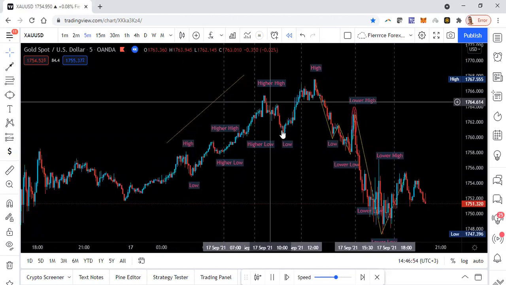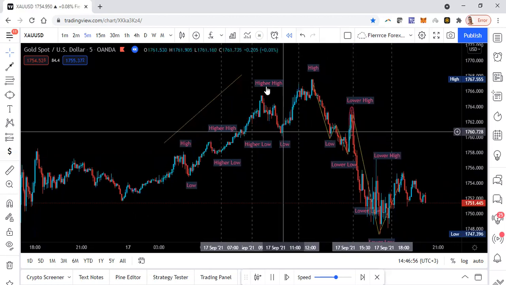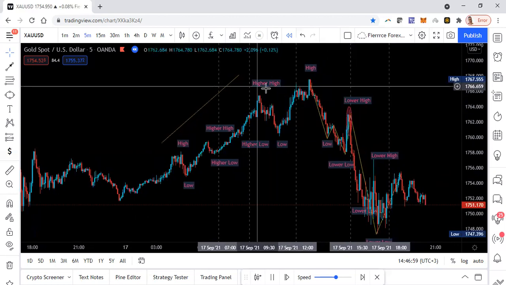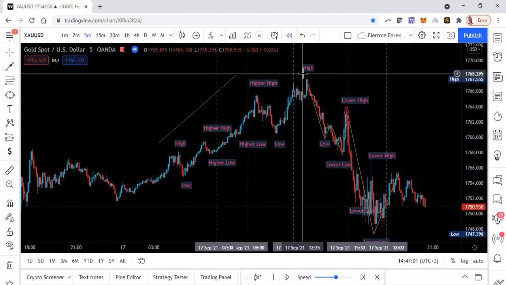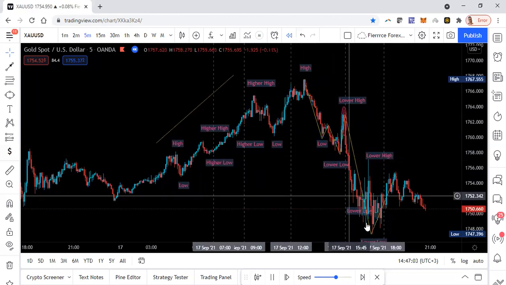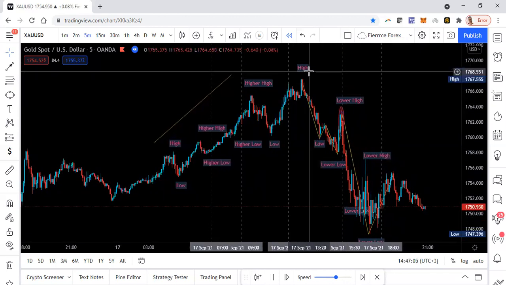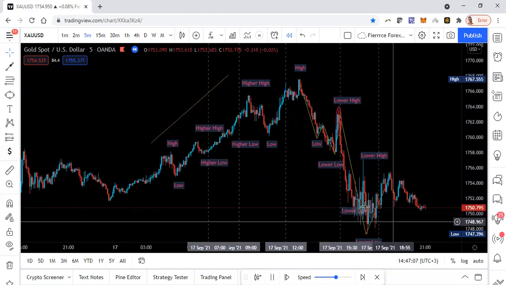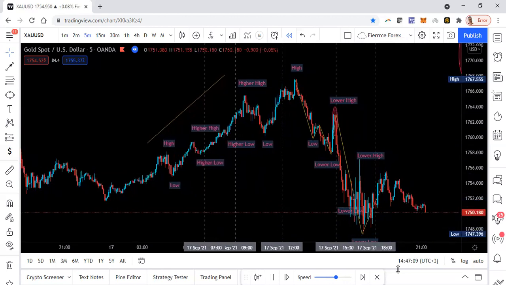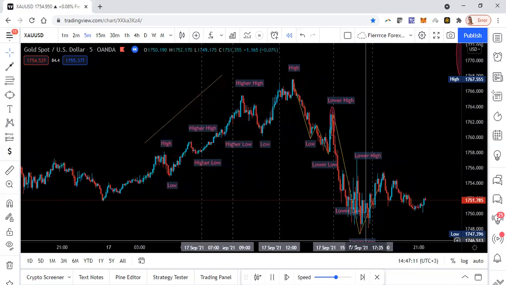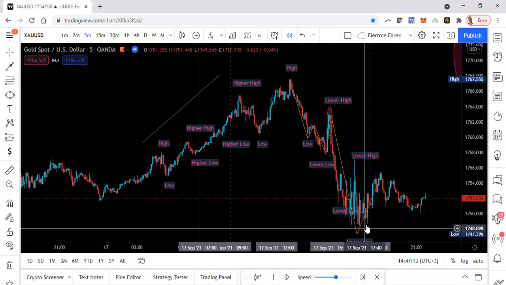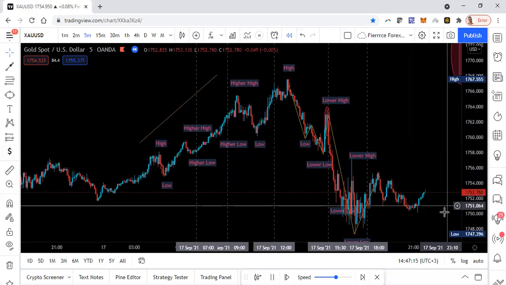Then it rejected. Now, this rejection is what helps me to identify this as a swing high. Price pushed up and rejected and continued on its way down. This is why this is a swing high. Now, price rejected here, stopped the momentum to the downside and pushed up. So for me, this is a significant swing low, right? But you can see this keeps on going on and on.